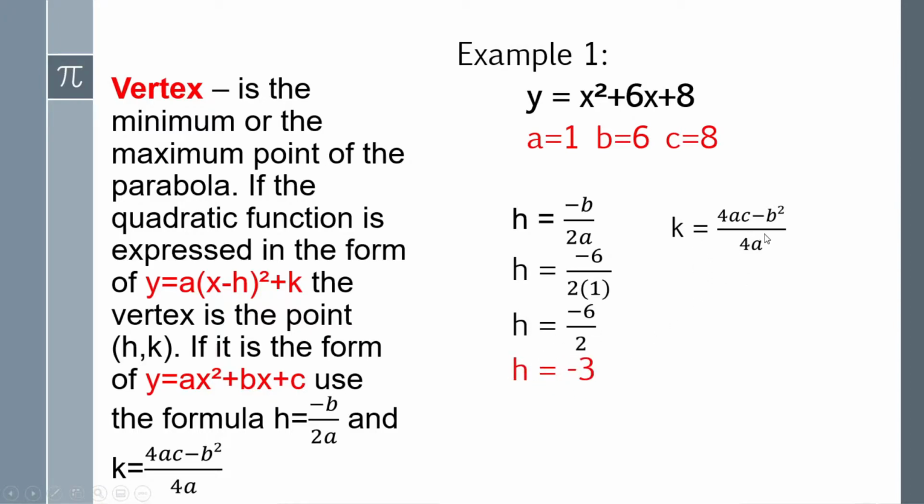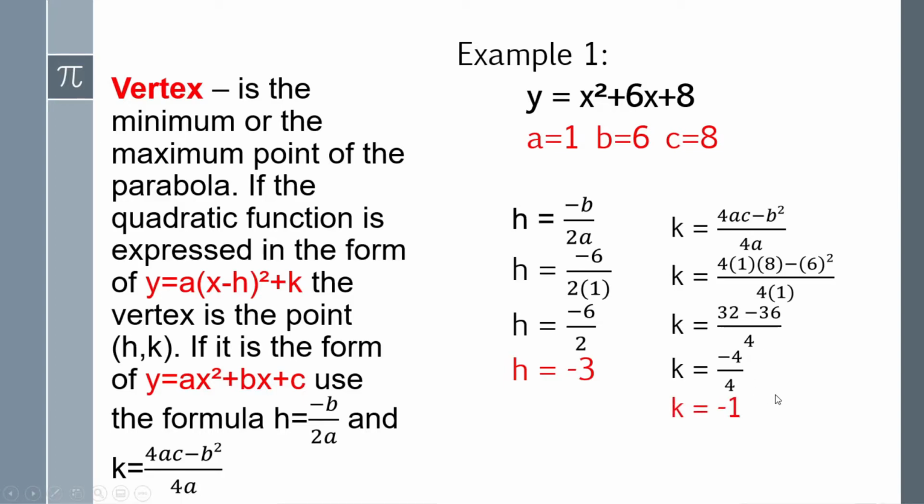Okay, how about the k? So, 4 times 1 times 8. So, ang a natin is 1. Ang c is 8. And the b is 6. So, simplify. 4 times 1 times 8, we have 32. 6 times 6, that is 36. 32 minus 36, that is negative 4. Divided by 4, it becomes negative 1. So, therefore, the vertex is negative 3 and negative 1.